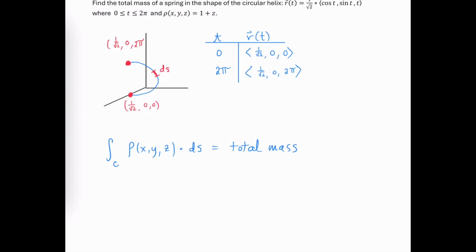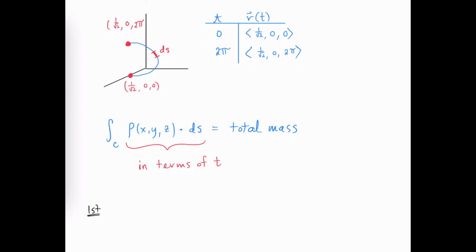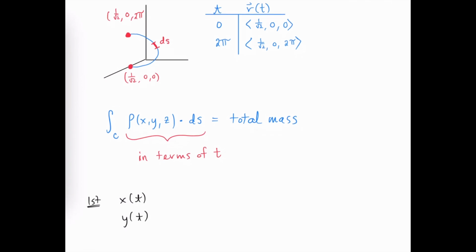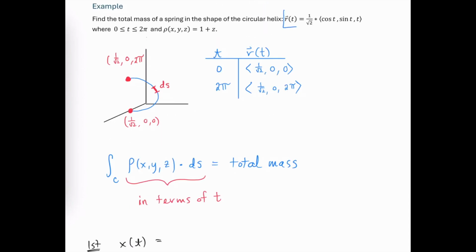In order to evaluate this line integral, we're going to substitute in for all of these quantities, and we're going to have everything in terms of t, the parameter. So the first thing we need to do is find our x parametric equation in terms of t, the y parametric equation in terms of t, and the z parametric equation in terms of t. These values come straight from the vector function that is used to trace out that curve.